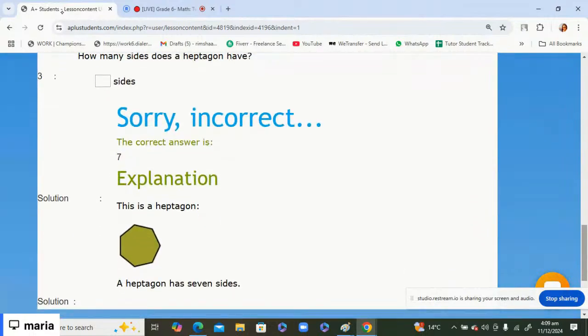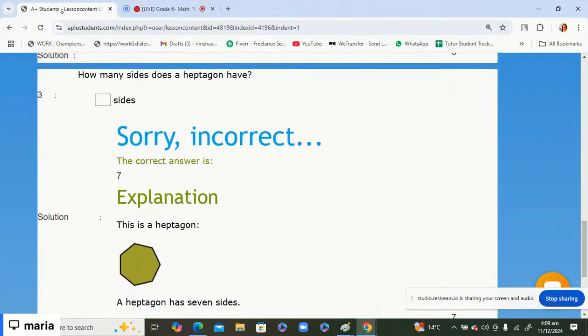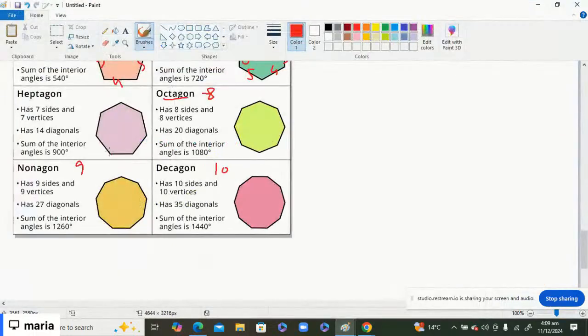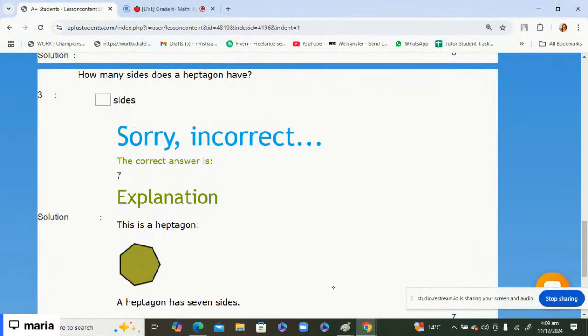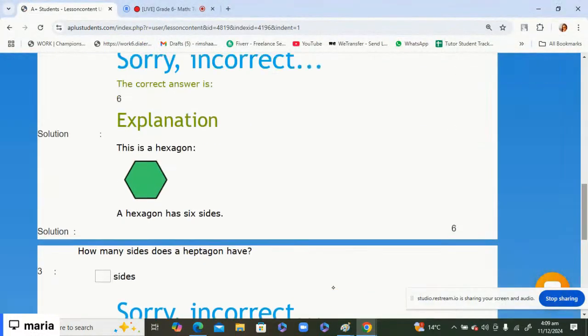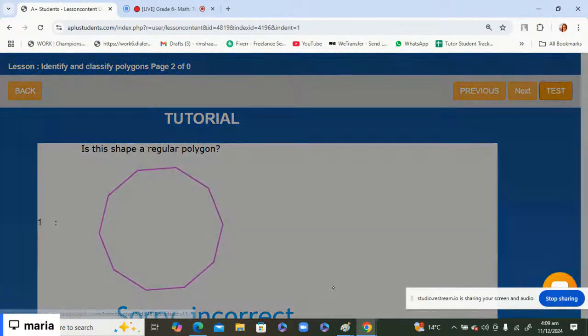So this is the thing: how many sides does a heptagon have? When we see the heptagon here, how many sides? 7 sides for the heptagon. Now let's do some test questions for that.